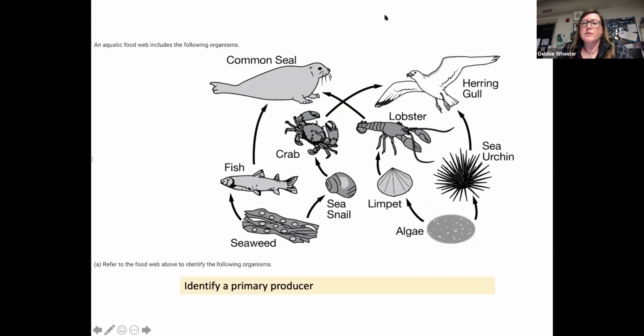All right, so let's use what we learned here. Can you tell me a primary producer in this food web? I see algae and seaweed. Awesome. Yeah, what about a tertiary? So algae and seaweed are primary producers. What is a tertiary consumer? What makes a consumer a tertiary consumer?